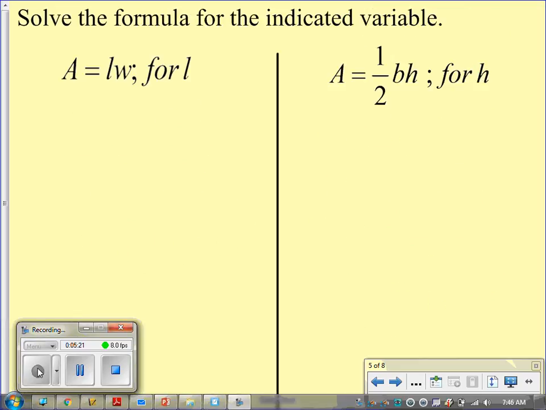Now we're going to look at the types of formulas you'll see next year in geometry. You'll see a lot more letters than you will numbers. But still, we are literally just going to be moving things to the opposite side.